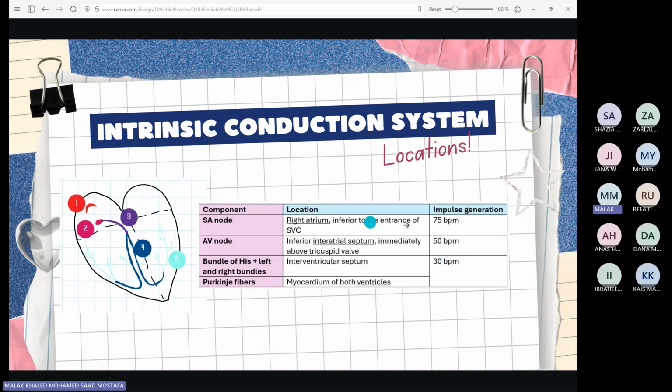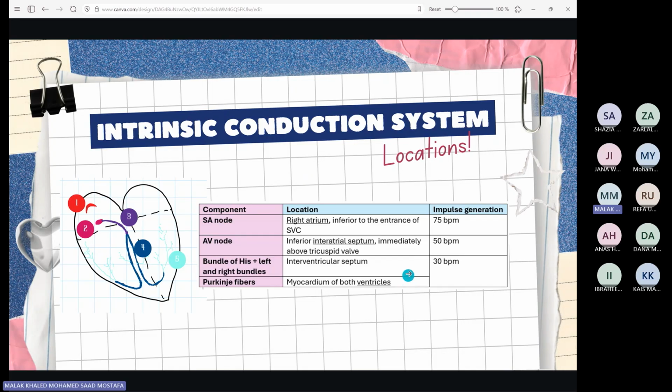For locations, it's a quick summary of where they are located. In simple terms, SA node, right atrium. Don't confuse it with the interatrial septum, which is where the AV node is. So don't mix these two, because clearly the question mixed them and you can get confused. Then the bundle of His in the interventricular septum, and the left and right bundle branches. And then you have the myocardium of both ventricles with the Purkinje fibers.